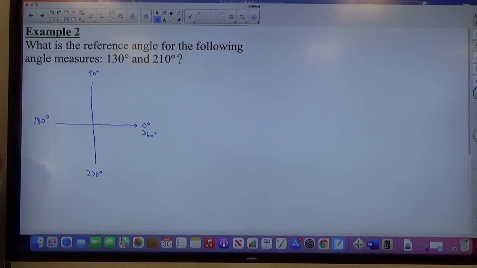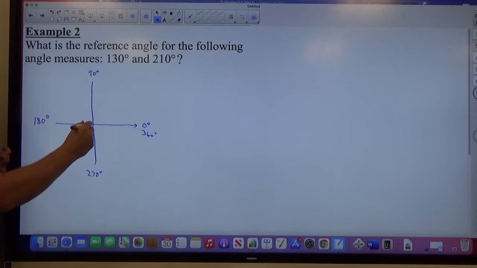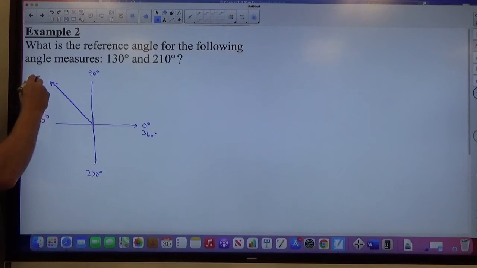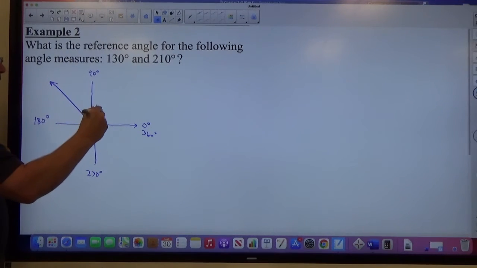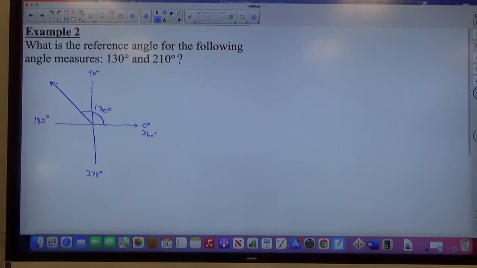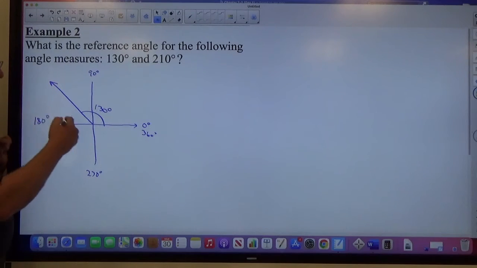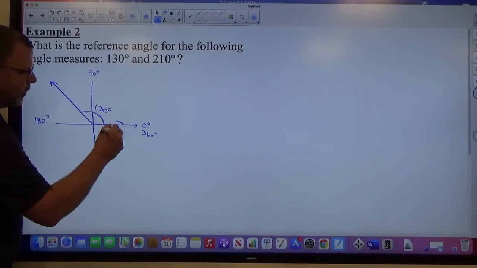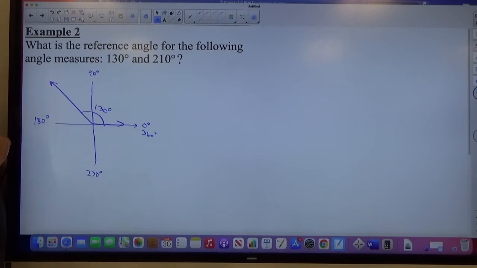If they tell me the angle measures 130 degrees, where would it be in this picture? First, second, third, or fourth quadrant? Second, right? First quadrant, second quadrant, third, fourth. 130 is between 90 and 180. So if I were to draw it, I would put it probably right around there. This is 130 degrees. So draw your terminal side into the second quadrant. There's my initial side right there. There's my angle 130 that I'm talking about.